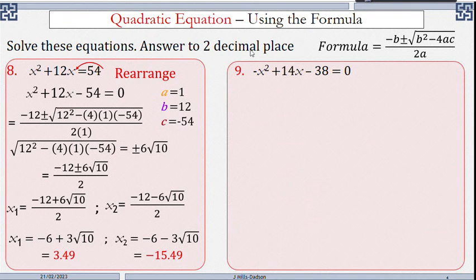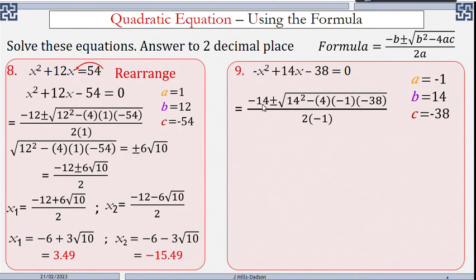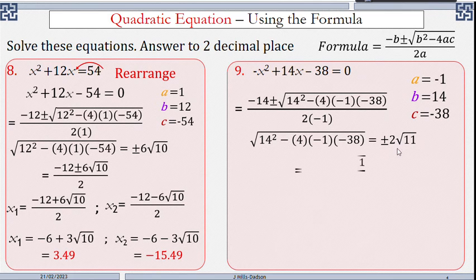They are in the right format: the x squared term, the x term, and the constant equal to 0. So let's pick our values for a, b, c. A is negative 1, b is positive 14, and c is negative 38. Put them in the formula the way they are, so negative 14, everything the way it's supposed to be. Like I said, I want to work out the square root bit first. That gives me plus 2 root 11. So that long square root here will be replaced by 2 root 11.